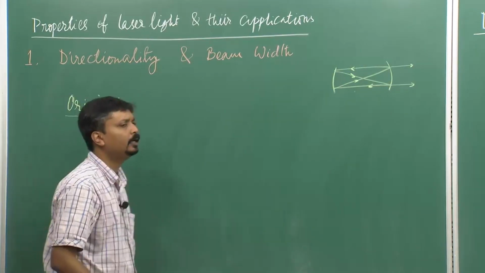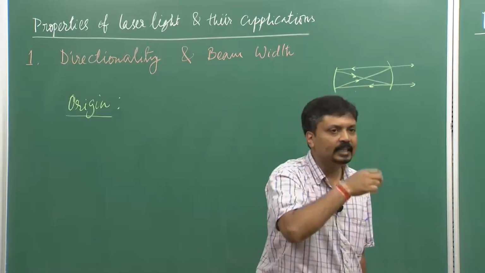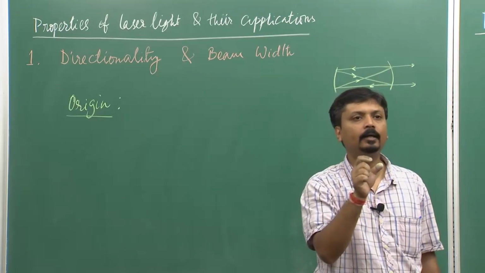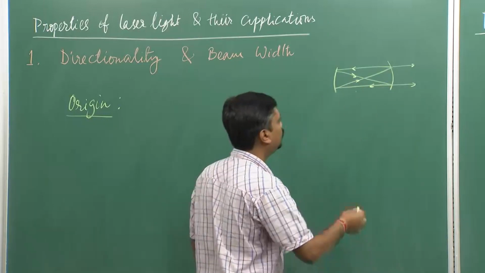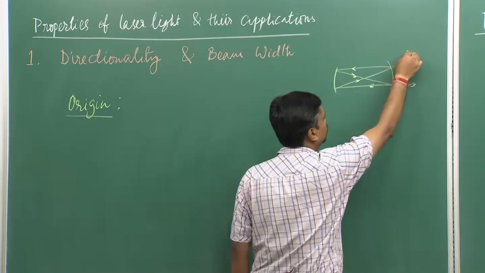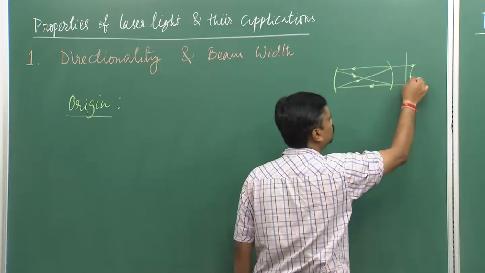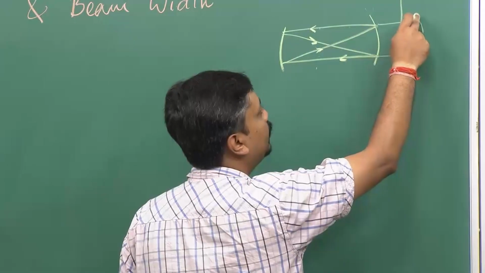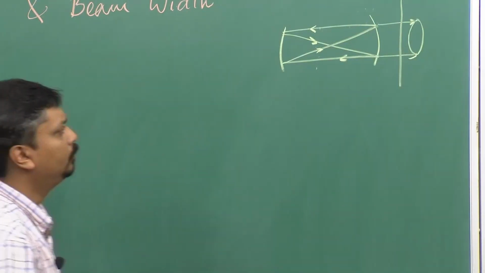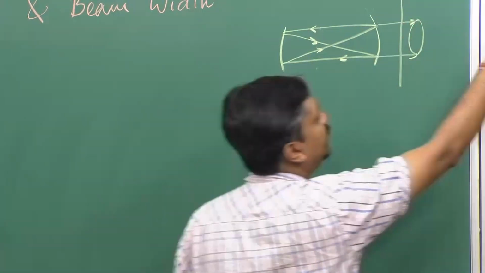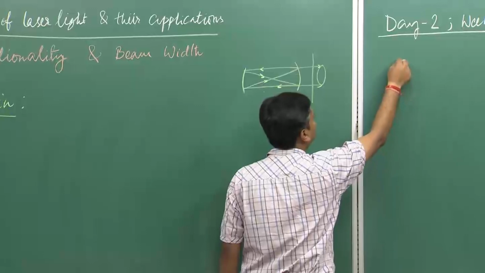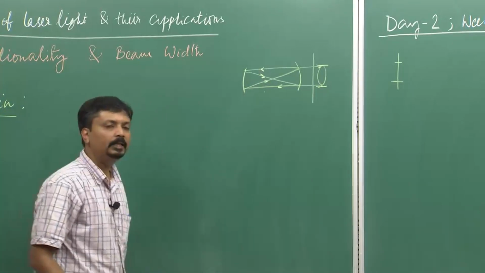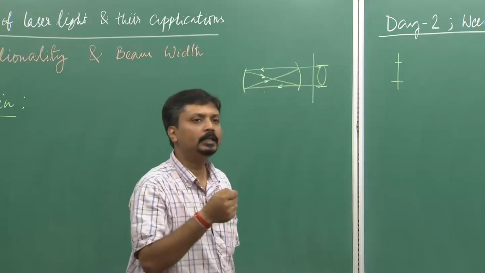Now, along with this directionality comes another thing: this laser light has a width, and this is like a rail track. If I take a cross section of this beam, something like this, and if I take a cross section here and another far away, I will see that this width is pretty much the same. That means it is pretty much like a beam.